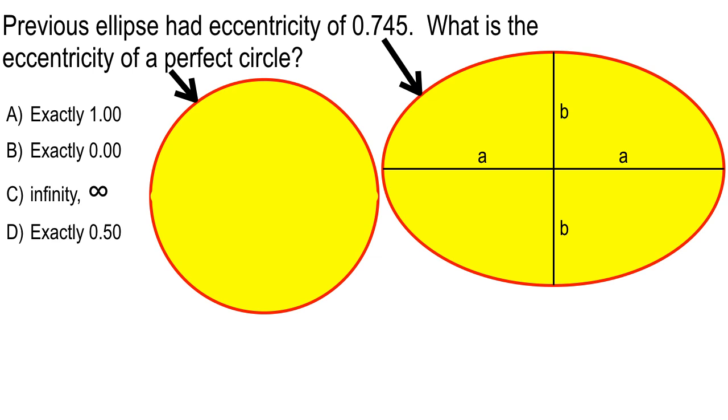Go ahead and talk with your neighbors. Think with your neighbors. It's very good. I see everybody pointing and talking about stuff. This one on the right is 0.745, and it's got more width than it does height. And I'm going to show you how to calculate the eccentricity here in a minute.